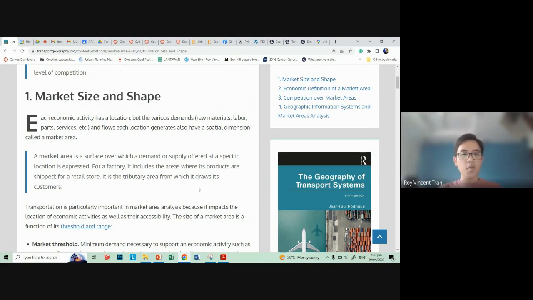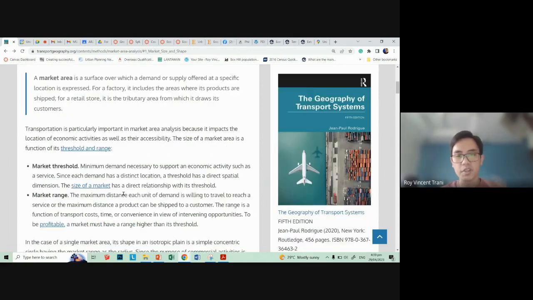Transportation is particularly important in a market area analysis because it impacts the location of economic activities as well as their accessibility. So the size of a market area is a function of its threshold and range. We have a few more terms to go through. So what is a market threshold? It's the minimum demand necessary to support an economic activity, such as a service. For example, for a restaurant, how many people does a restaurant need to survive? That's the market threshold. Since each demand has a distinct location, a threshold has a direct spatial dimension. The size of a market has a direct relationship with its threshold.